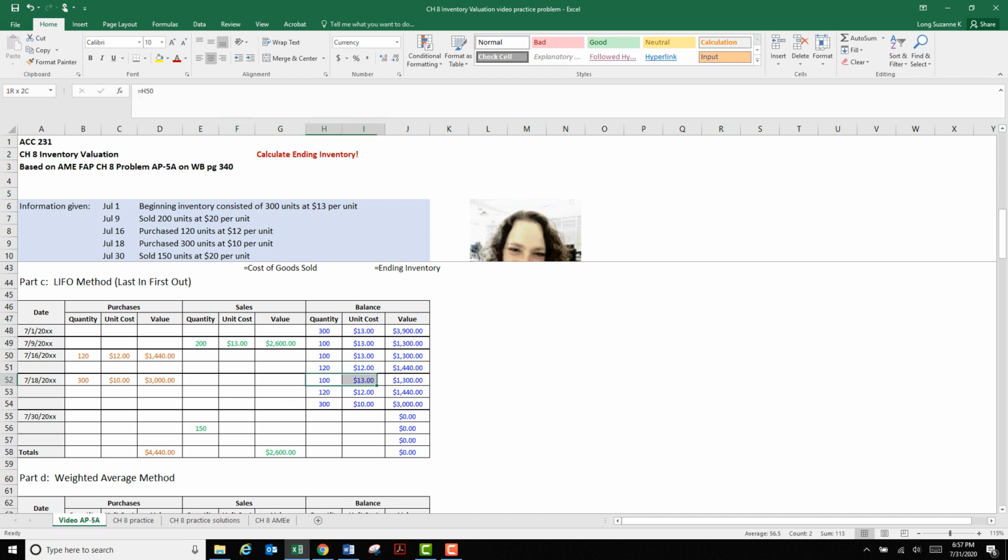So we're going to look at what we've got, which is right here. We've got 3 layers, 3 kinds of inventory. Now we're looking at last ones in, first ones out. So we're going to sell 150 of these $10 ones. 150, 10, and multiply.